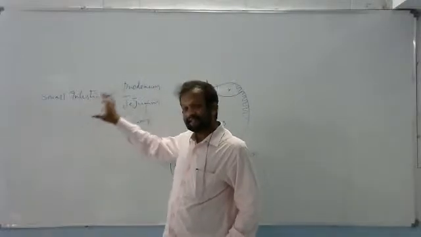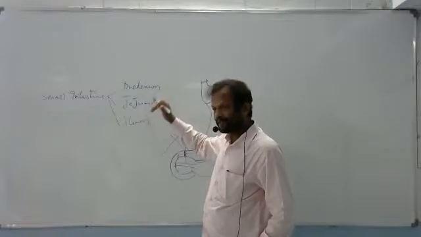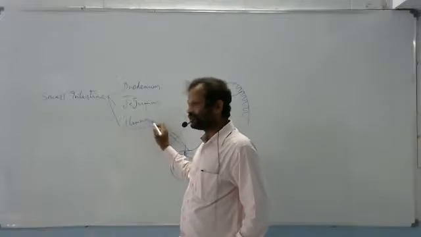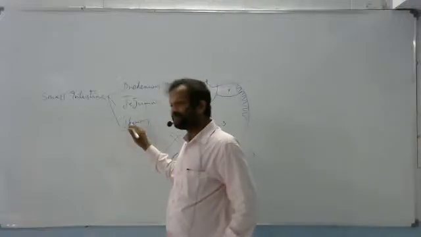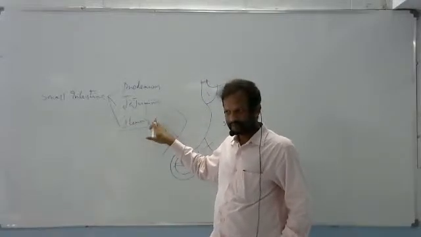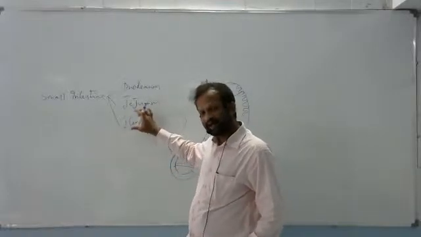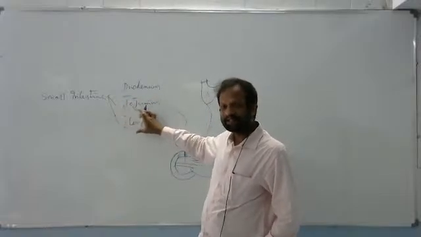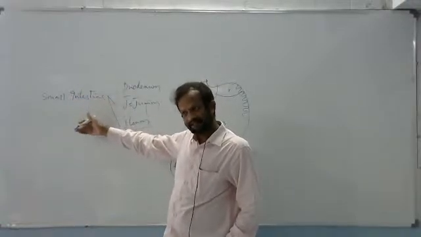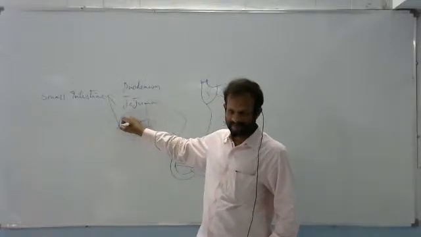So small intestine is divided into three regions: duodenum, jejunum and ileum. Ileum spelling I-L-E-U-M. If you write I-L-I-U-M, that is one bone. That is a bone; in skeletal system, it will come. So ileum is the last part of small intestine, but it is the lengthiest part. I told you the length is 3 meters, but in that 3 meters, this ileum itself is 2 meters.